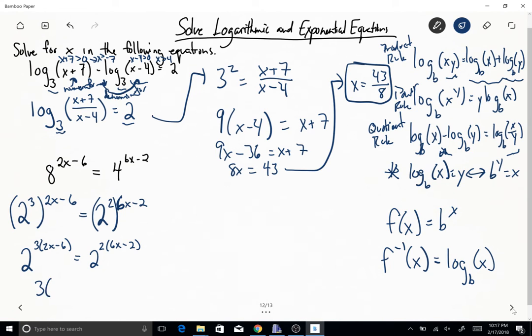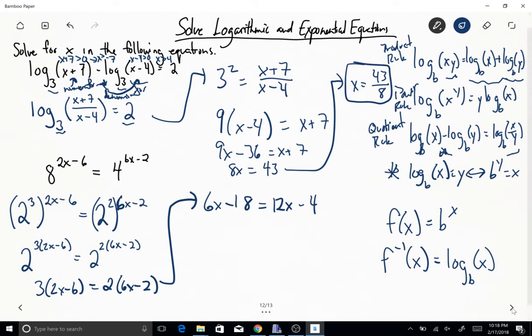So you have 3 times 2x minus 6 equals 2 times 6x minus 2. And so that makes 6x minus 18 equals 12x minus 4. Okay, so now where do we go from here? Well, you could subtract the 6x on the left hand side from both sides, and then you can add 4 to both sides. So you get negative 14 equals 6x. And so x equals negative 14 over 6.